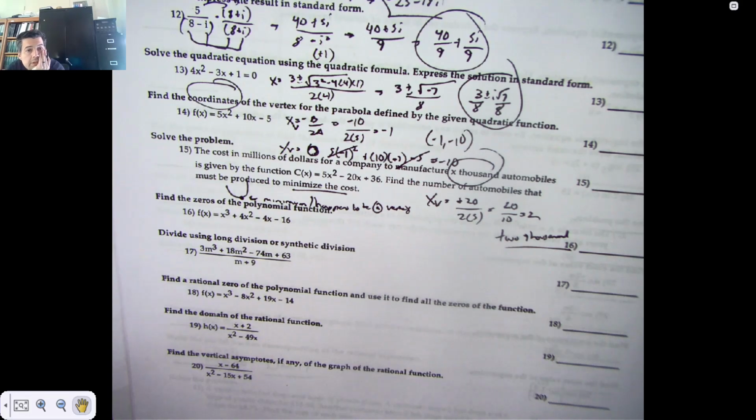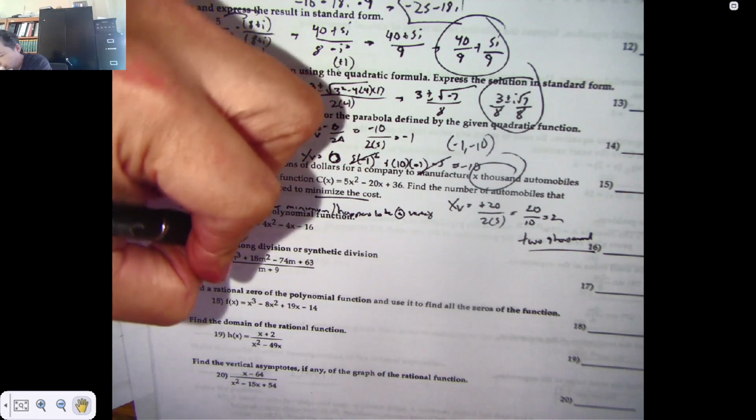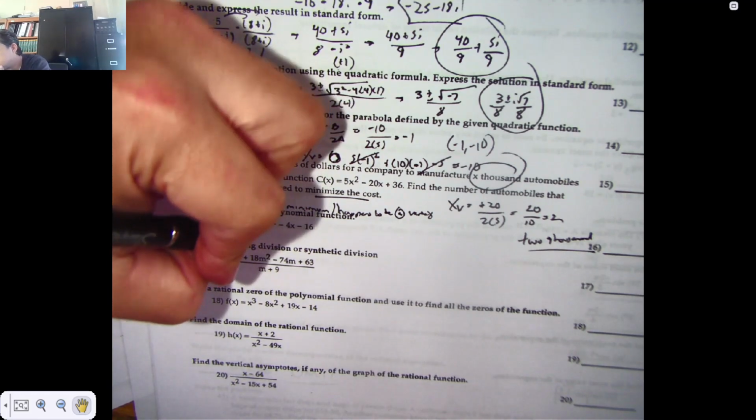16, find the zeros. Well, that thing factors, doesn't it? I can pull an x squared, and that'll give me an x plus 4. If you're doing factoring by grouping, x plus 4 has to repeat.